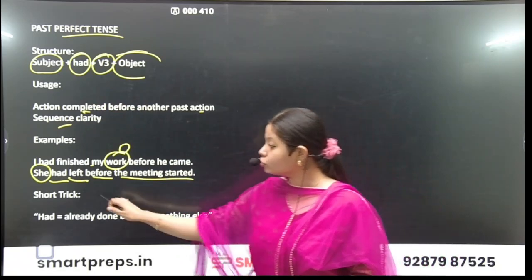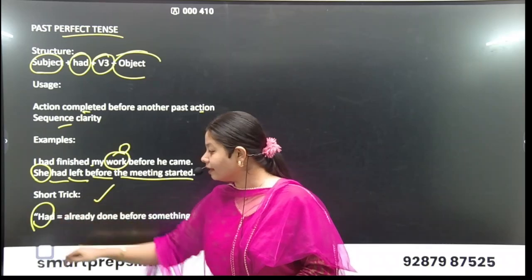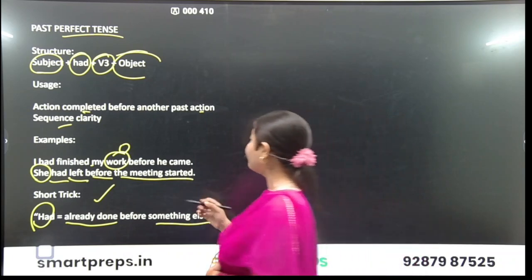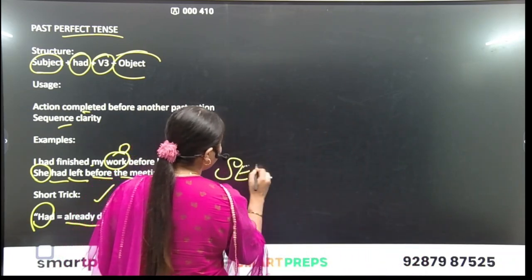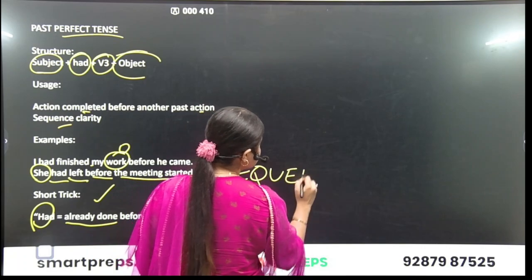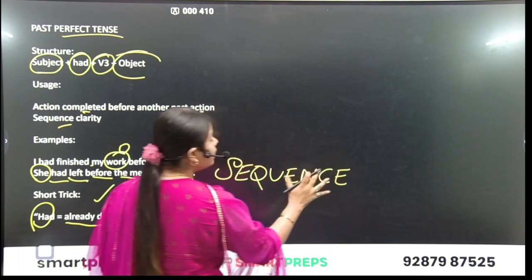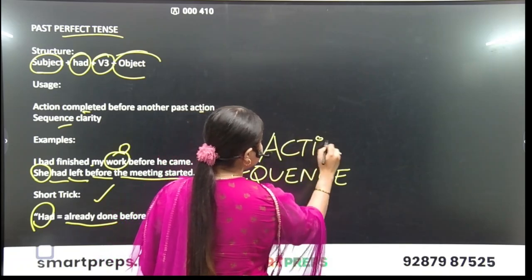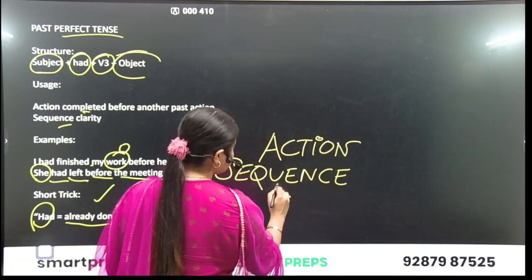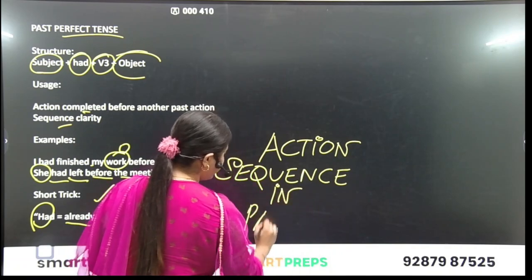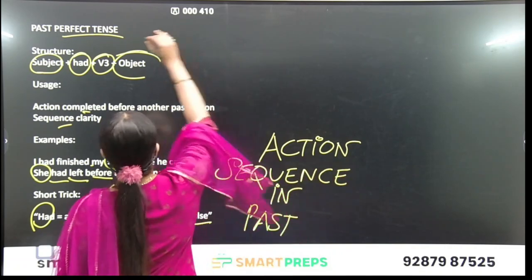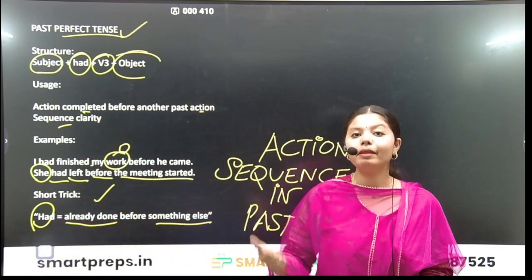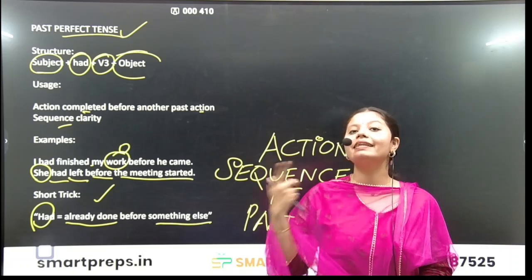Now let's move on to the short trick. As I said, had will be there in the sentence. Already done work before something else. It means whenever we talk about any action sequence in the past, then always that will be past perfect tense. I hope you understood. Yes, simple past tense, past continuous tense, and now past perfect tense.